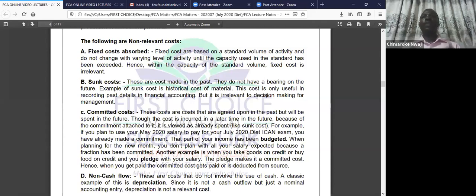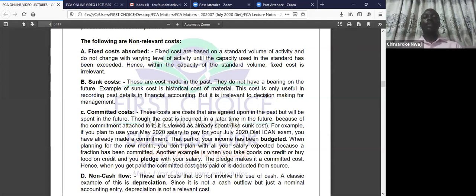And so any fixed cost we absorb, it doesn't matter whether it is the actual fixed cost or not. We have absorbed it, it becomes irrelevant. Fixed cost that is already absorbed in your production is irrelevant. For example, your rent you pay has been absorbed in your production, so it is irrelevant anymore.